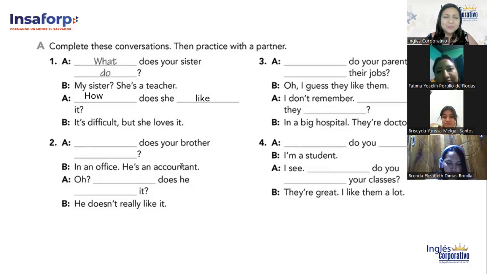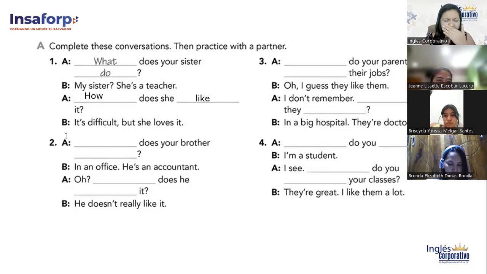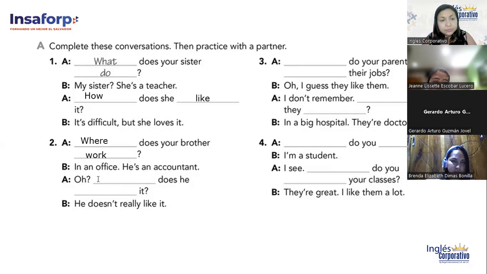Okay, number two. What is the question? Where does your brother work? Yes, very good. Where does your brother work? ¿Dónde trabaja tu hermano? Where does your brother work? In an office. He's an accountant. What is the next question? How does he like it? Exactly. How does he like it? Thank you, Gerardo. How does he like it? He doesn't really like it.